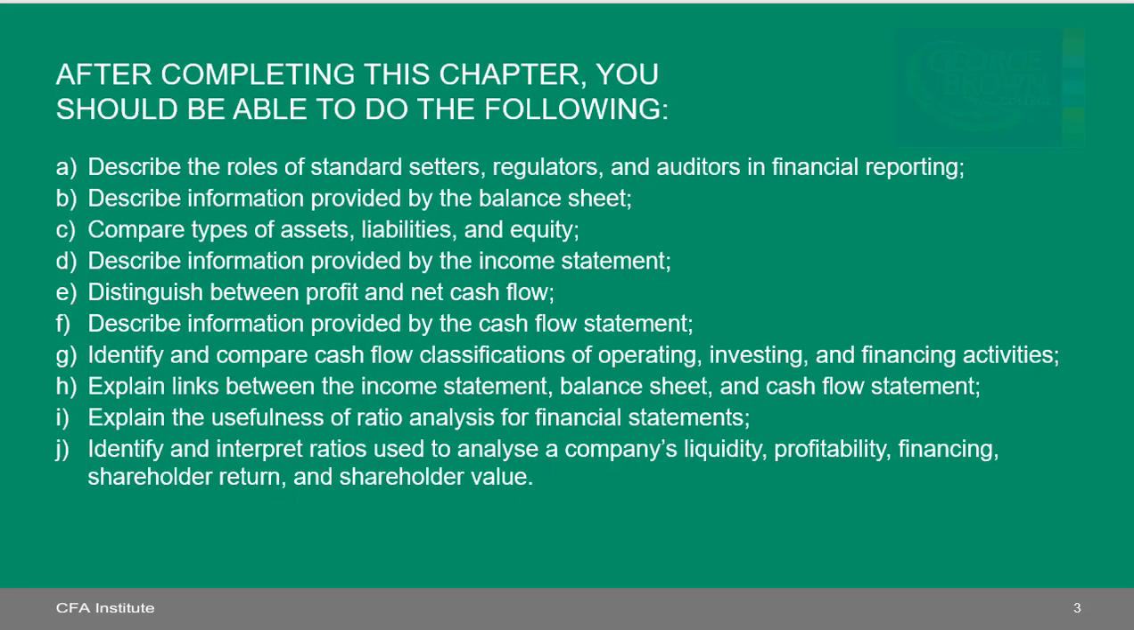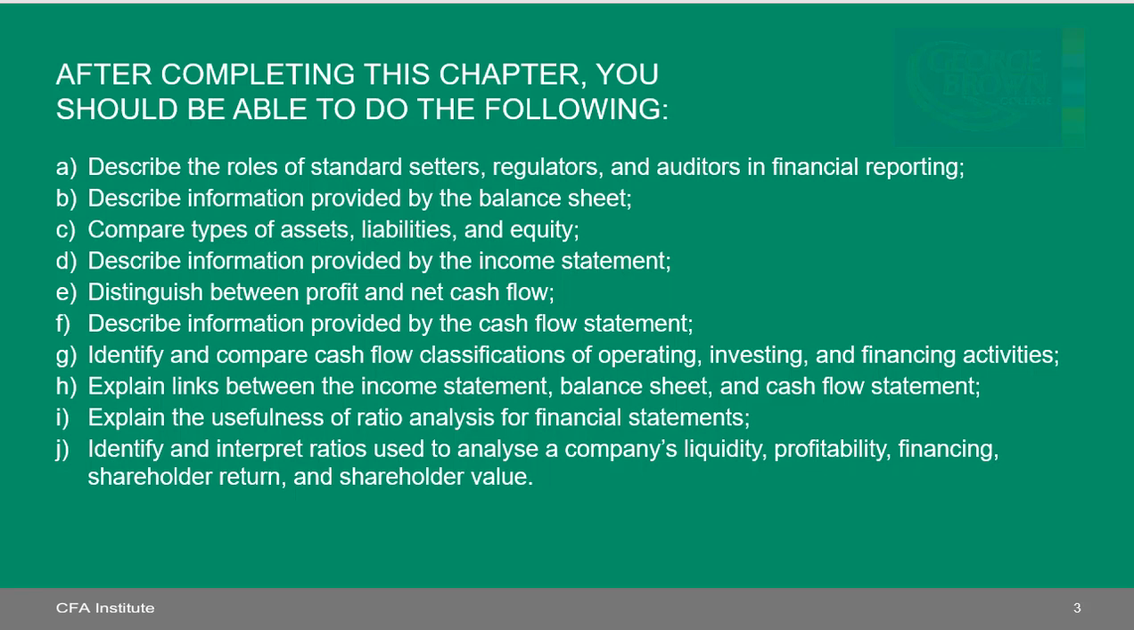The 10 learning outcome statements for this chapter are: A, describe the roles of standard setters, regulators, and auditors in financial reporting. B, describe information provided by the balance sheet. C, compare types of assets, liabilities, and equity. D, describe information provided by the income statement. E, distinguish between profit and net cash flow. F, describe information provided by the cash flow statement.